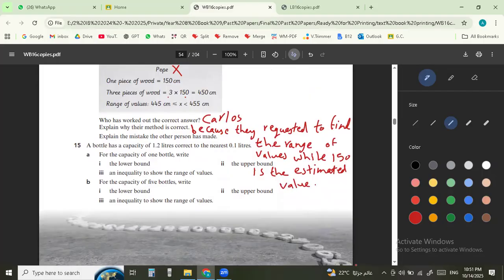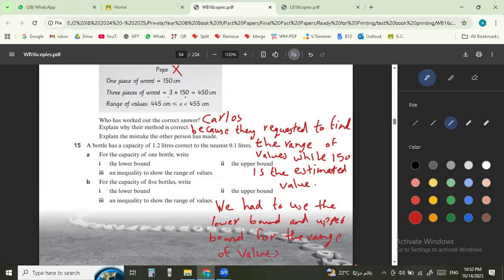We had to use what? We had to use the lower bound and upper bound for the range of values. As I said earlier, definitely this is a big mess.